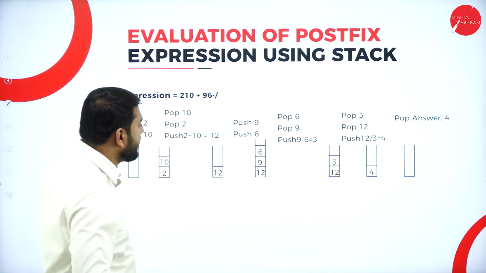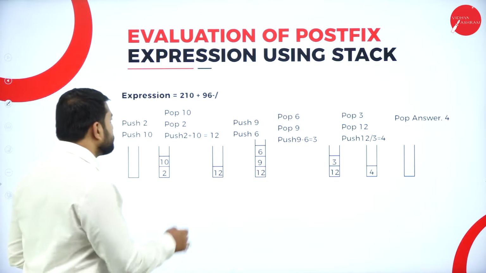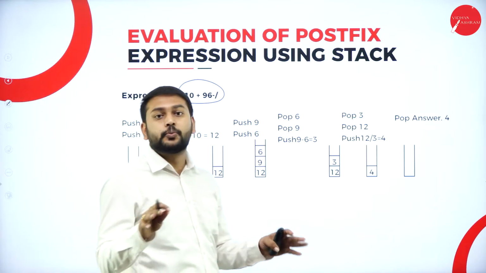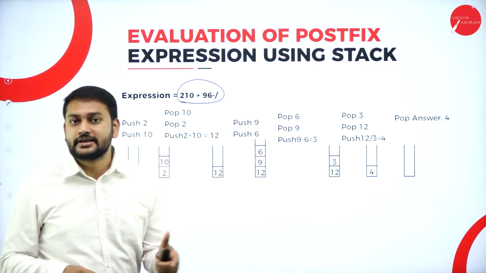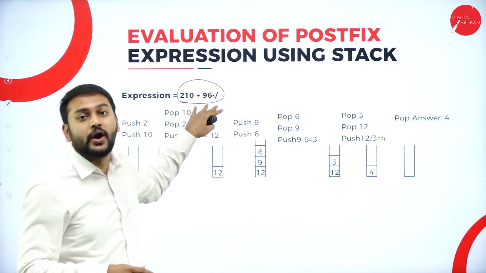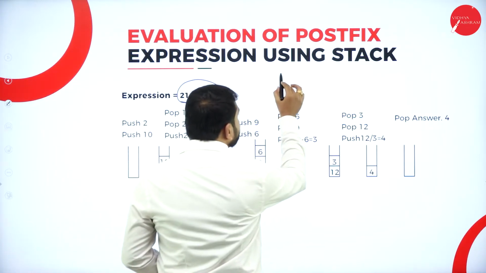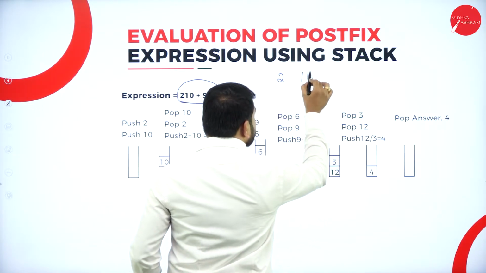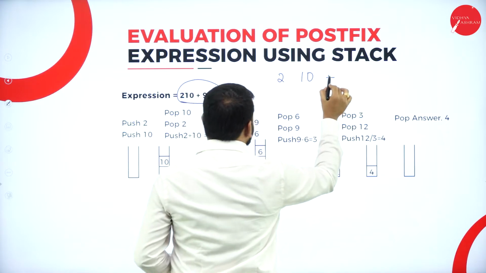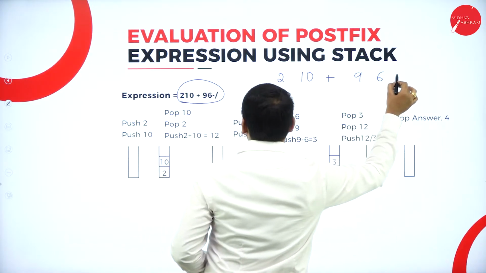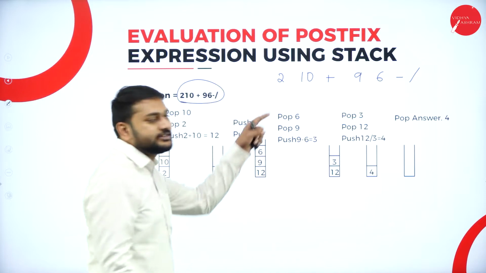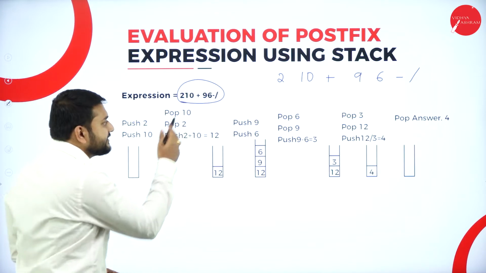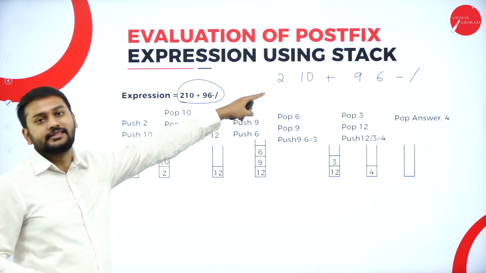So before I start my problem, I want all of you to please pay a little attention to my expression which I have taken, which is in the form of a postfix expression. Let me explain the expression I have, so don't get confused with this. I have taken 2, followed by the next number, 10. Then after that I have plus, then followed by 9, 6, and followed by minus and forward slash. This is my expression. Please don't get confused with 210 and 96 something like that. That's not my expression, and this is my expression.